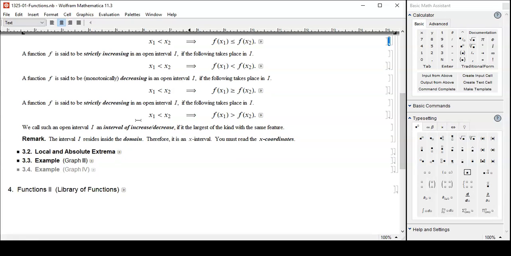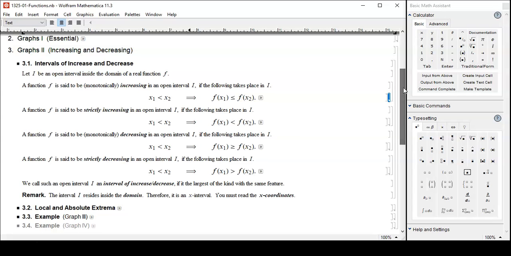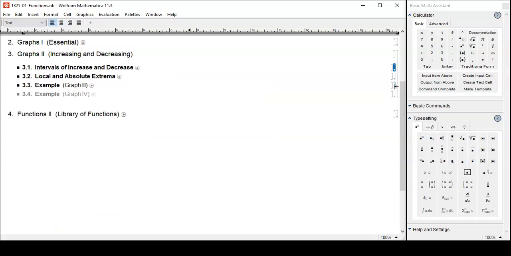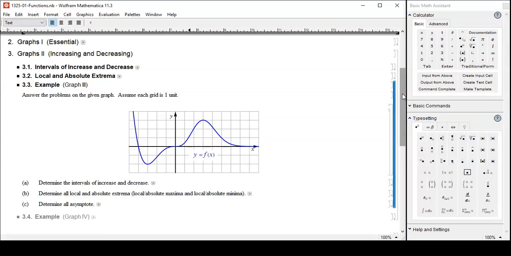Now, one more remark. The intervals of increase and decrease reside inside the domain. So you must read the x-coordinate. These are x intervals. Am I making sense? I hope I did. But let us solidify our understanding through an example problem here.